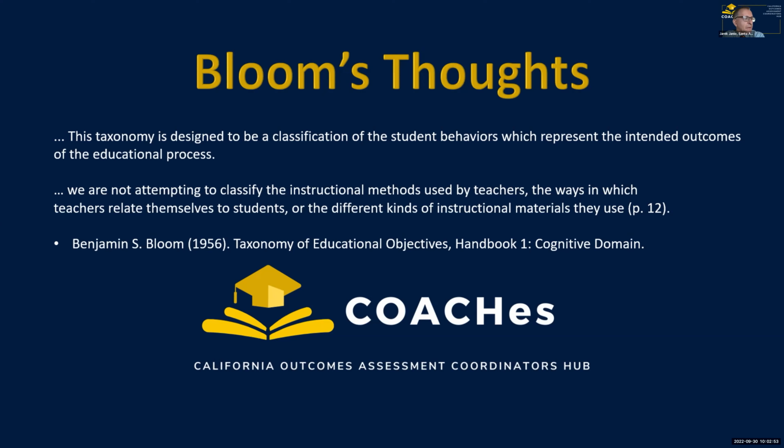Bloom's taxonomy has been developed in order to organize our thinking about what it is that students are learning, and that learning is expressed in competency and skill attainment. In other words, in terms of student behavior. Here's the first thought. This is a direct quote from Bloom's taxonomy of educational objectives: "This taxonomy is designed to be a classification of the student behaviors which represent the intended outcomes of the educational process." I believe the key phrase here is student behavior.